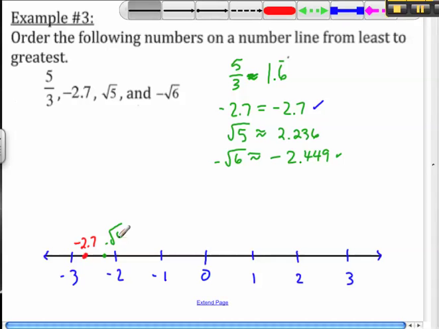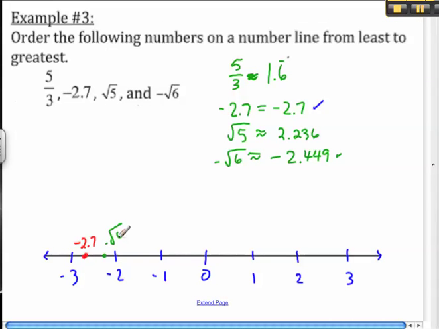Now the next smallest number is going to be 5/3, right? Because it's 1.6 repeating. So 5/3 is about right here, right? 5/3. And then my last one is 2.236. I'm sorry, square root 5, which is going to be about right here. So root 5. Do you see how I changed them all to decimals so I can compare them? And then it also helps graphing too, because 5/3, I may not know exactly where, but 1.6, that's pretty easy to figure out. Okay? All right.